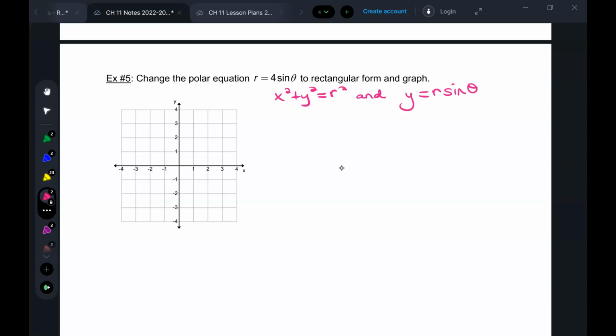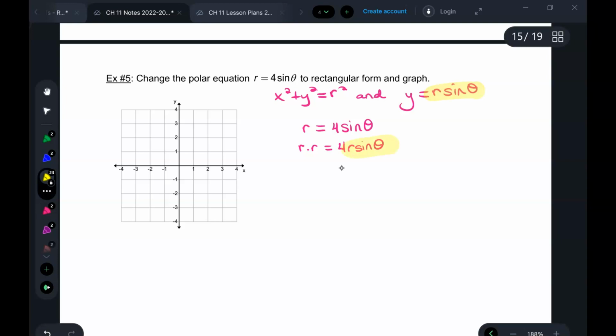Okay, so if I start off with r equals 4 sine theta, if I multiply both sides by r, notice what I can replace. y was equal to r sine theta. And on the left side, we get an r squared, which is going to help us because of the 4 r sine theta. So r squared can be replaced with, right, I can replace it with that.